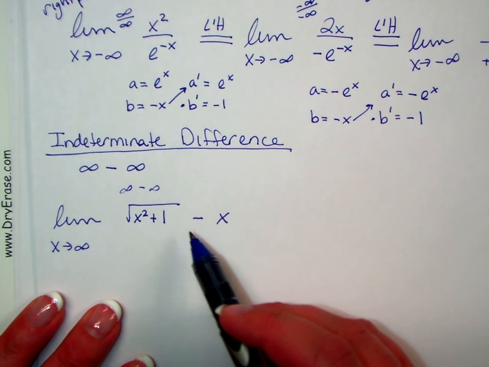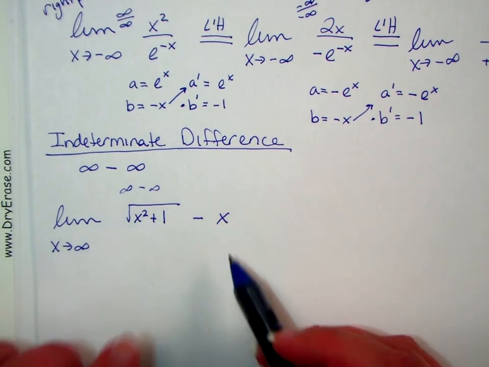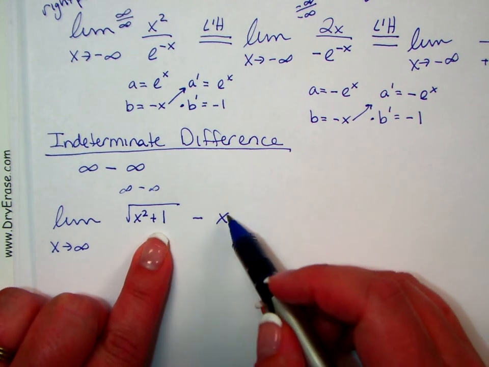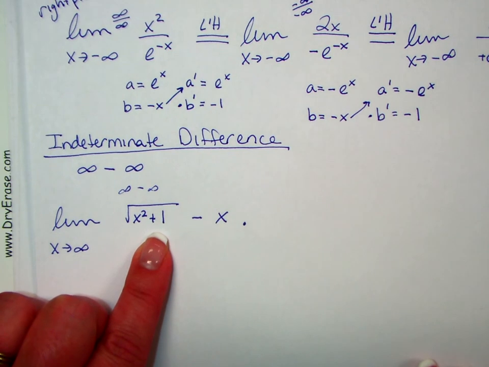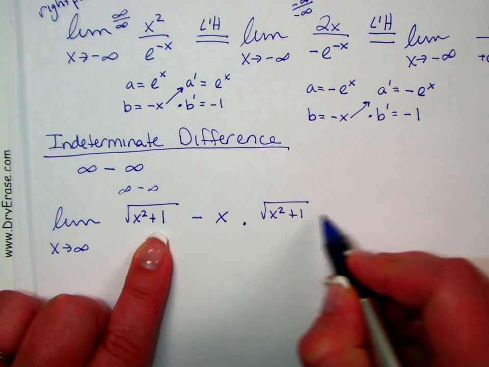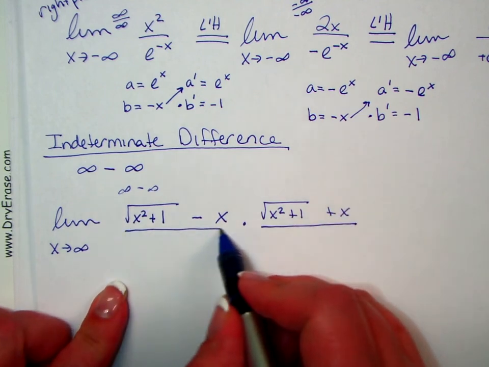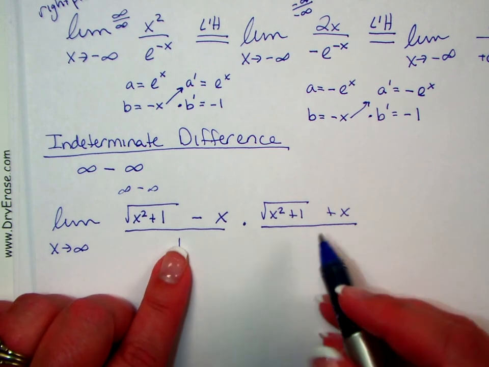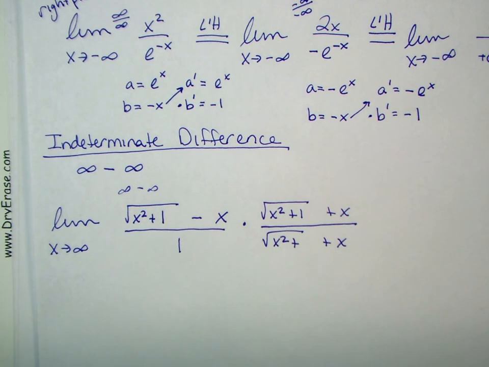Our standard technique here to change a two-term quantity into a fraction is to multiply by the conjugate. So I'm going to multiply by the square root plus x, and I'm going to pretend this is over 1. I'm going to do the same thing to the bottom, multiply it by the same conjugate. This is going to do two things. It's going to help simplify the numerator, and it's going to create a fraction for us.